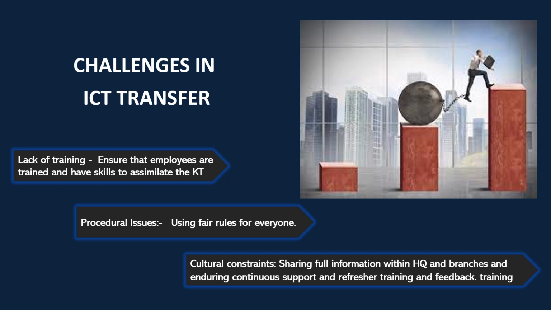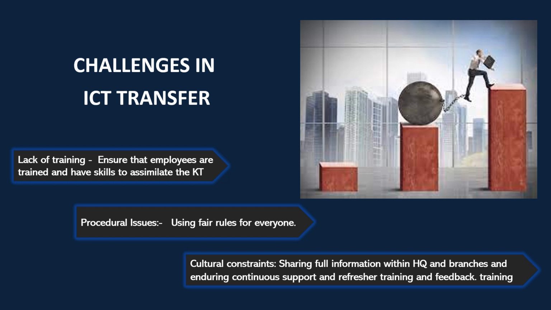Next is procedural issues. Now, the study says that it is crucial to be fair when making decisions. This means making sure the head office knows about what's happening in the local branches, talking to each other when deciding things, and always using the same fair rules for everyone.